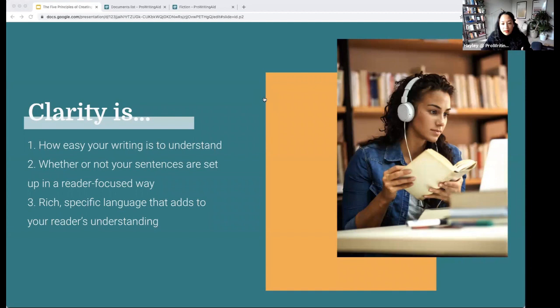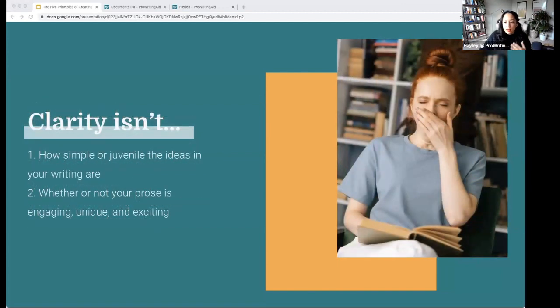But it's important to remember, again, that clarity is not just about cutting, or making everything sound the same. Clarity is about thinking about who your readers are and then setting up your sentences with rich and specific language to be effective for them. So as we've just said, clarity has absolutely nothing to do with how simple or juvenile the ideas in your writing are. You can have incredibly complex and difficult ideas while still being clear, okay? And I would actually even argue that it's more important to be clear when you have really complex adult ideas because you don't want your audience to misunderstand them.